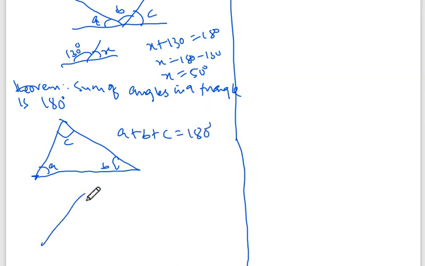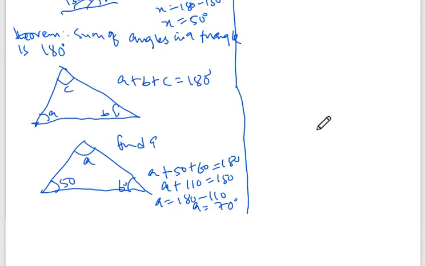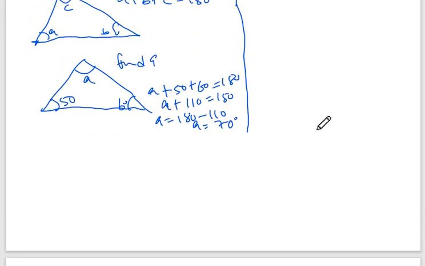Example, if you have this, this is 50, this is 60, and this is A, and they say find A, it will be A plus 50 plus 60 is equal to 180. So A plus 110 is equal to 180. A is equal to 180 minus 110. A is 70 degrees.